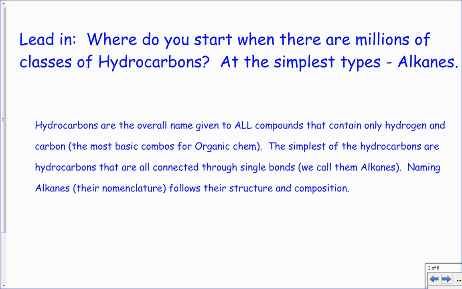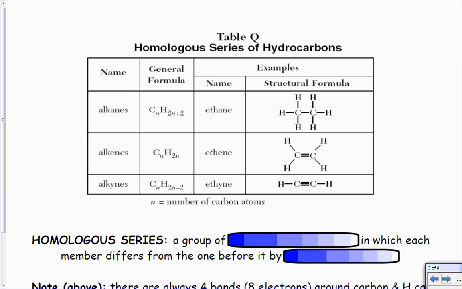They're the simplest form because they are all single bonded. Because of that, they are what we call saturated. So alkanes, specifically in Table Q in our reference tables, we see alkanes. Whenever I see a word ending in ane, that's going to tell me that I am single bonded for my carbons, is what we're going to find out.